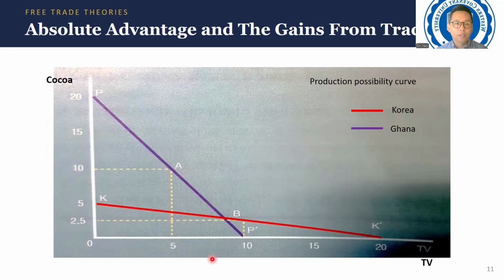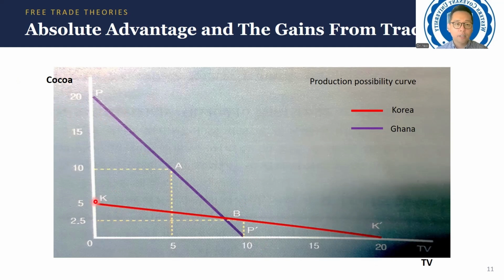Okay, in this case, you can imagine the red line and purple line. This represents the possible production curve. Different countries have different utilizations of resources. Some countries are good at making this, but some countries are good at making that. So different countries will have different production curves, right? In this case, Korea has better production efficiency in producing TVs, and Ghana, with the purple line, has better production efficiency for cocoa.